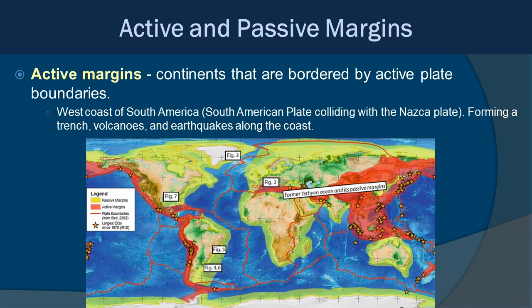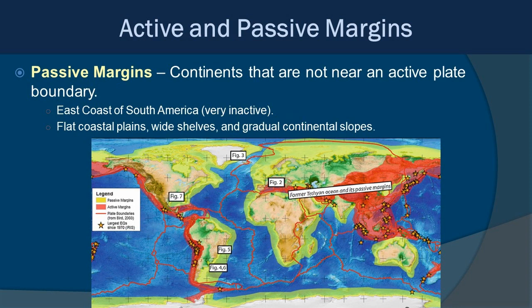So the continents that are bordered by active plate boundaries we call active margins. An example of this is the west coast of South America, where basically you have the South American plate colliding with the Nazca plate. This forms a very deep trench right off of the coast as one plate, the Nazca plate, is subducting under the South American plate. It also contains volcanoes and earthquakes and that volcanic mountain range, the Andes. Now, of course, the continents that are not near an active plate boundary, very much like our own coast, are considered passive margins.